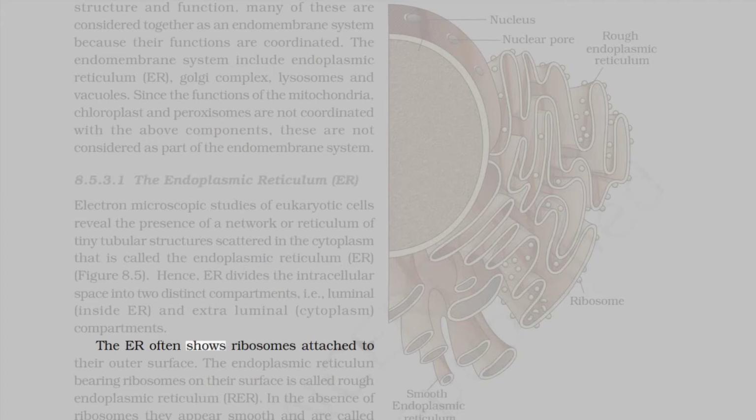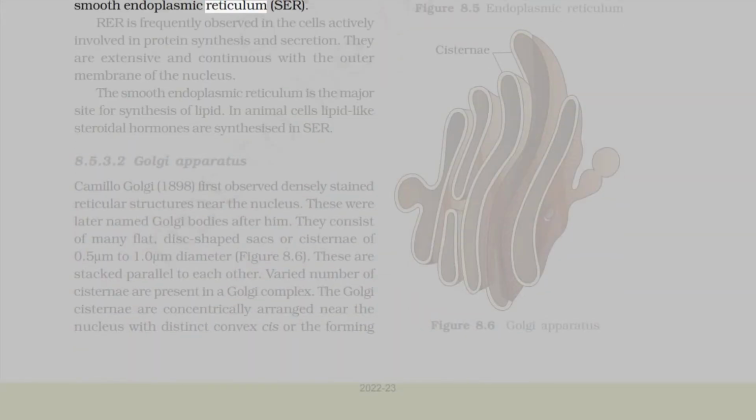The ER often shows ribosomes attached to their outer surface. The endoplasmic reticulum bearing ribosomes on their surface is called rough endoplasmic reticulum, RER. In the absence of ribosomes they appear smooth and are called smooth endoplasmic reticulum, SER. RER is frequently observed in the cells actively involved in protein synthesis and secretion. They are extensive and continuous with the outer membrane of the nucleus.